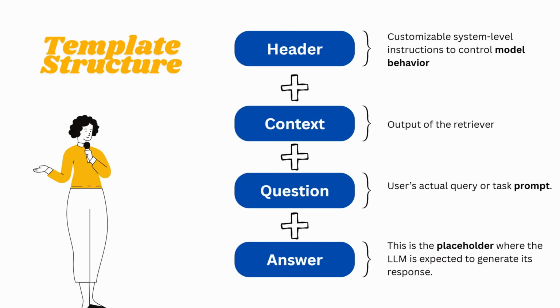And lastly, we have the answer. This is just a placeholder, the actual spot where the LLM will write the response based on both the context and the instruction. This structure helps ensure that the model responds accurately, consistently, and grounded in retrieved information, not just prior training.